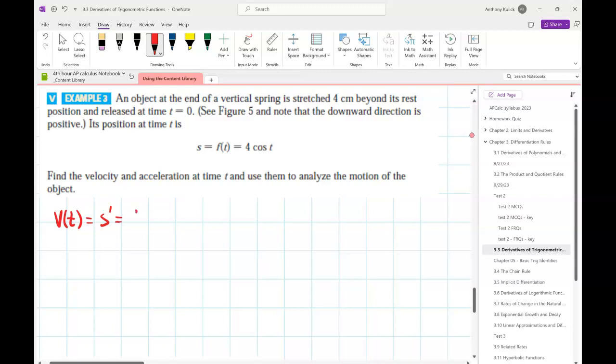So the derivative of 4 cosine t is going to be what? 4 negative sine t. Negative 4 sine t. Yeah, so I'm going to write negative 4 sine t. 4 times negative sine t is just negative 4 sine t. Everybody's okay with that?